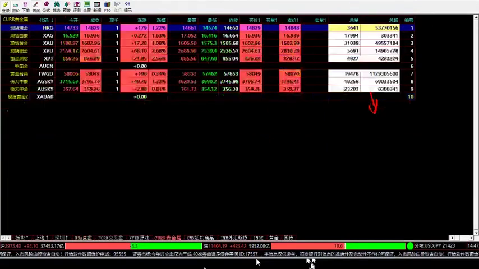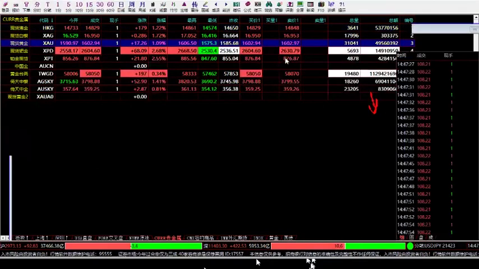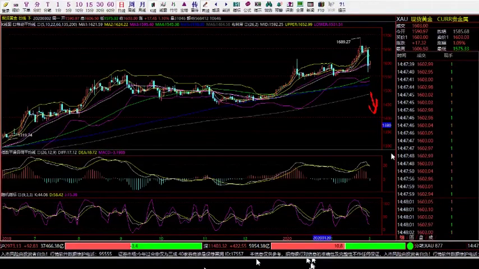Okay, let's go back to see the commodities. Now the gold price is around 1,600. It's very difficult to say whether it will increase or decrease, so I can say it's just going around in this area. The support area will be 1,540 to 1,550. The pressure is around here, 1,600.